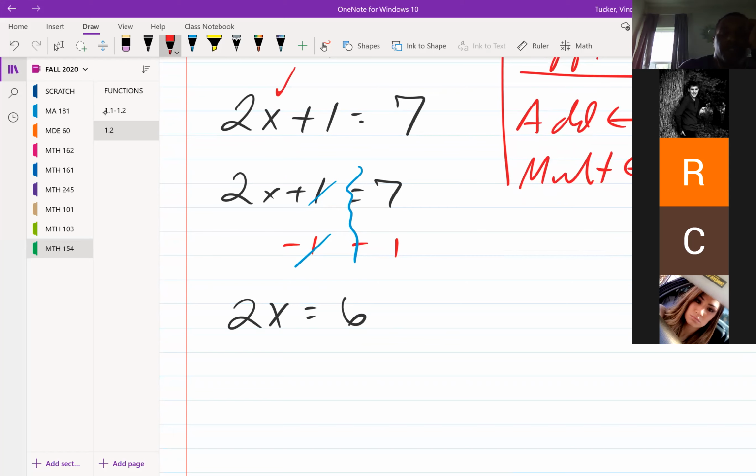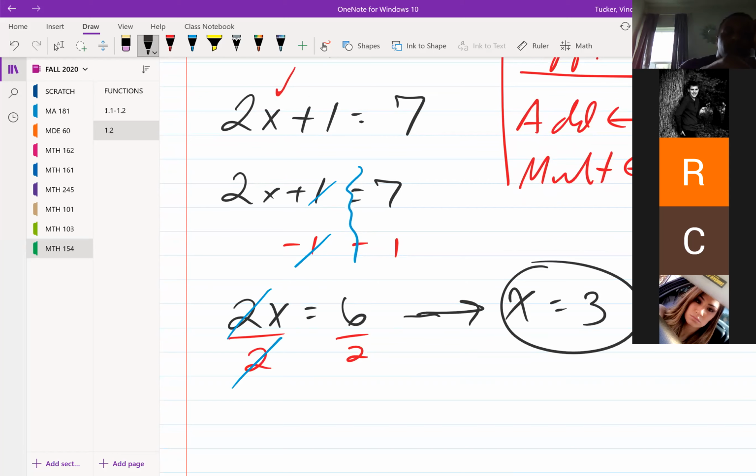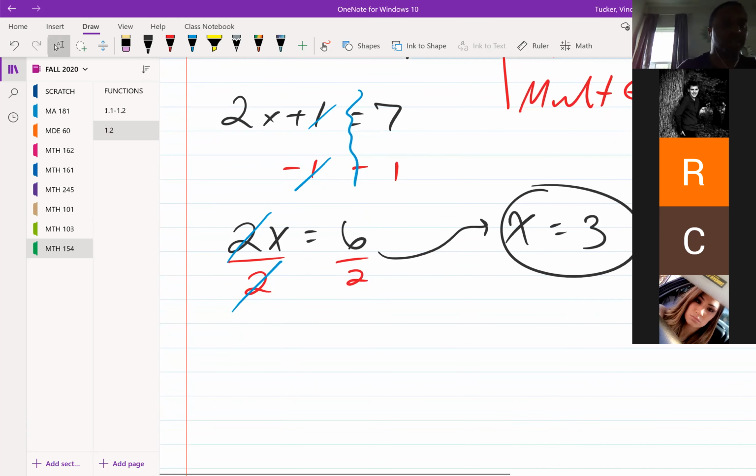And then, since that's 2 times x, I will divide by 2. The 2's cancel. X is equal to 3. If you need more background work on these types of problems, I have plenty of videos that I've done with other classes, going through solving from beginning to end. So just let me know. I can shoot you those links.